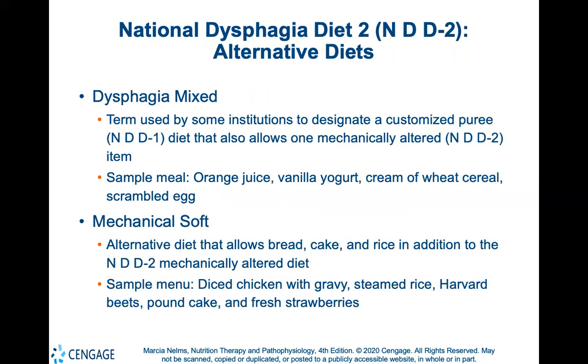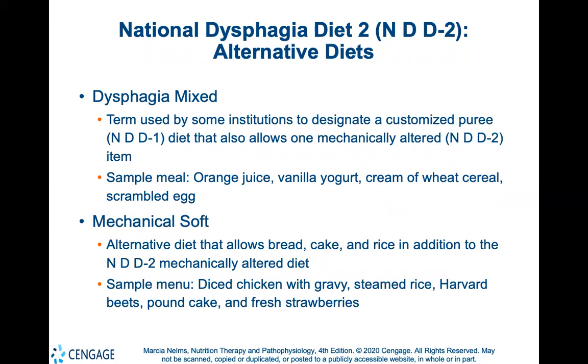Dysphagia diet 2, alternative diets, so a dysphagia mix, a term used by some institutions to designate a customized puree diet that also allows one mechanically altered item. Sample menu: orange juice, vanilla yogurt, cream of wheat cereal, scrambled egg.